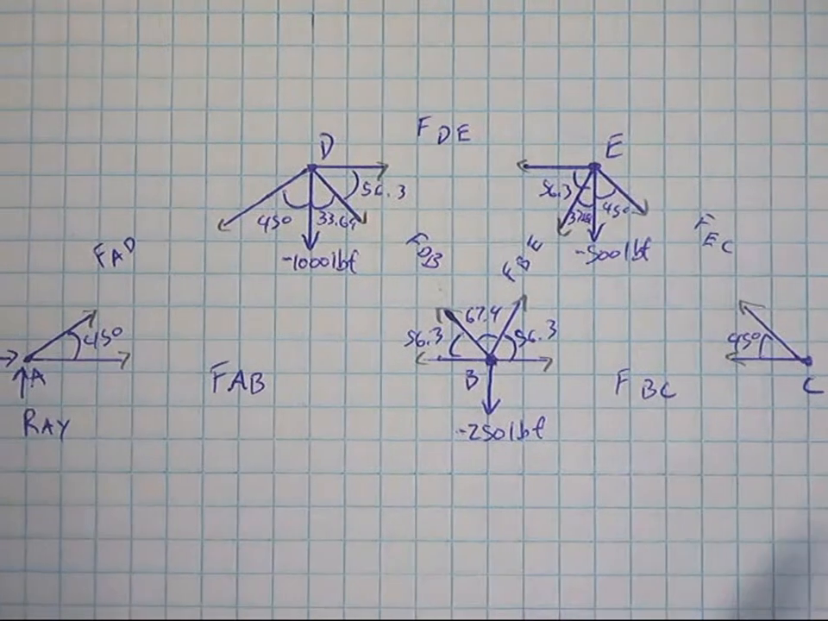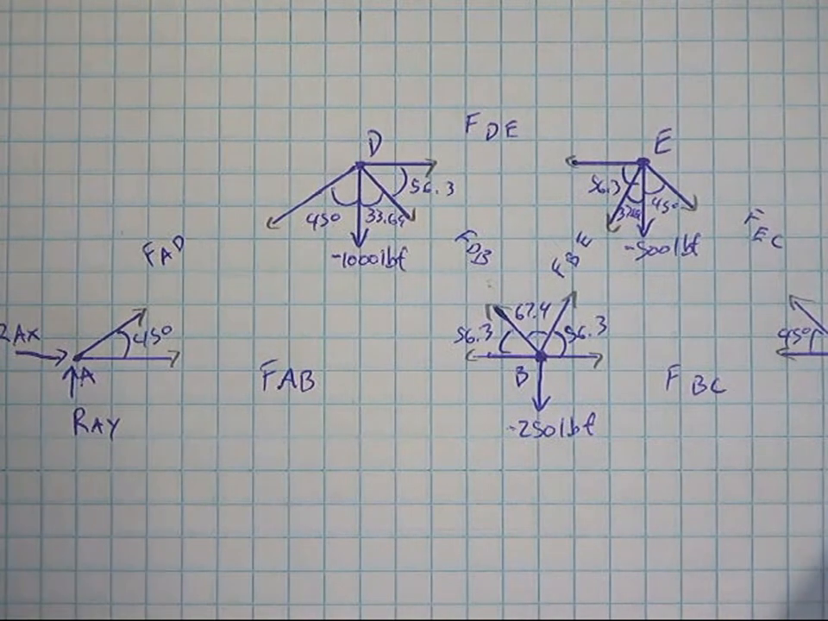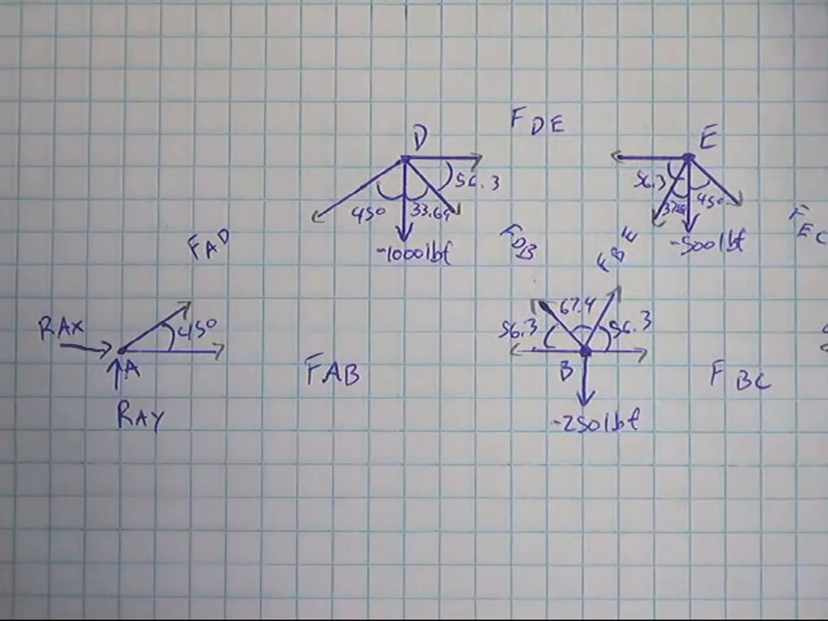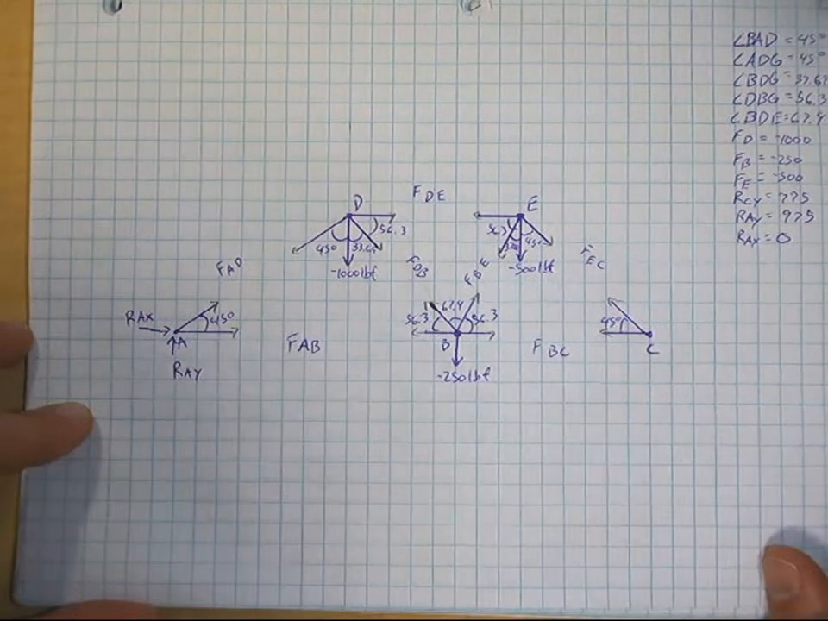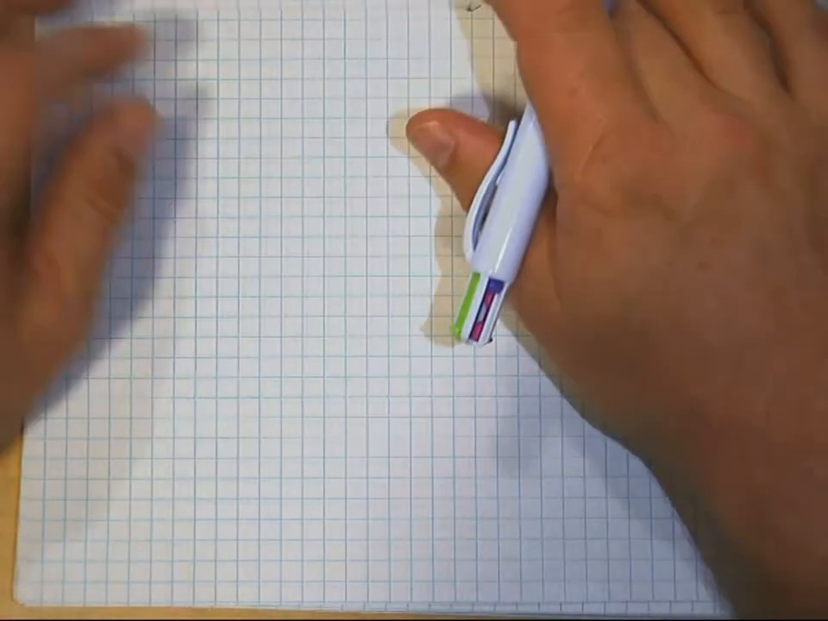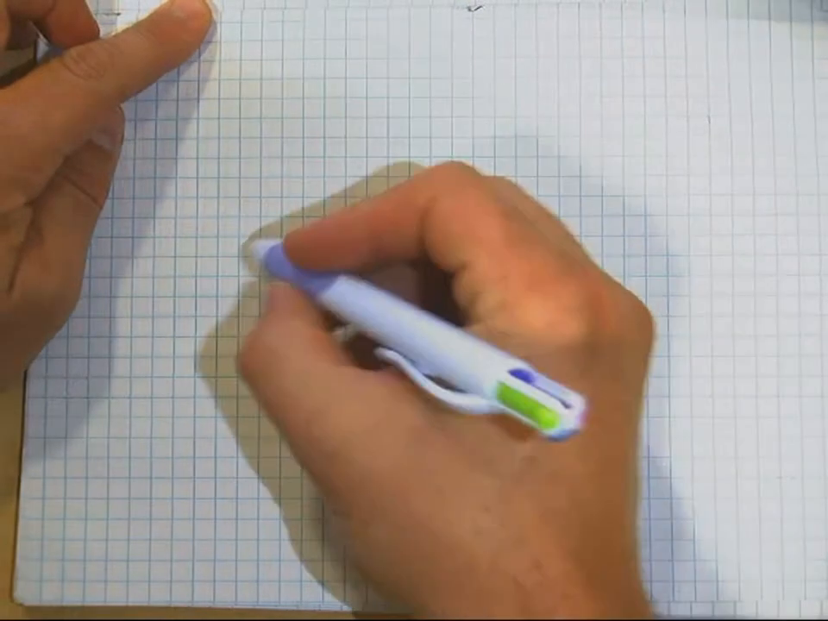All right, so we're going to start with A, and we're going to make a separate diagram of A. We're going to go on a separate piece of paper here, and basically copy over a free body diagram of A just to make it easier to work with.